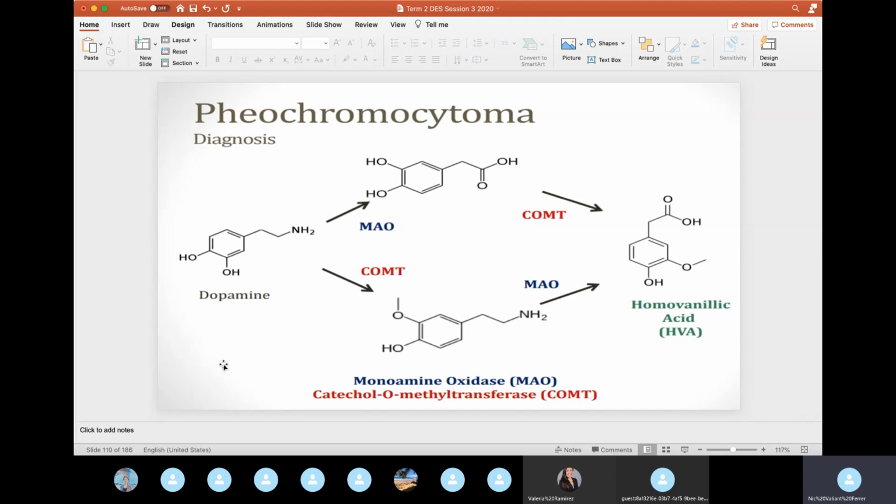Voila, here it is from dopamine. You have MAO and COMT. What are those MAO and COMT? They degrade your dopamine to what? To HVA, so monoamine oxidase, and catechol O methyl transferase. Let's go back to term 1.